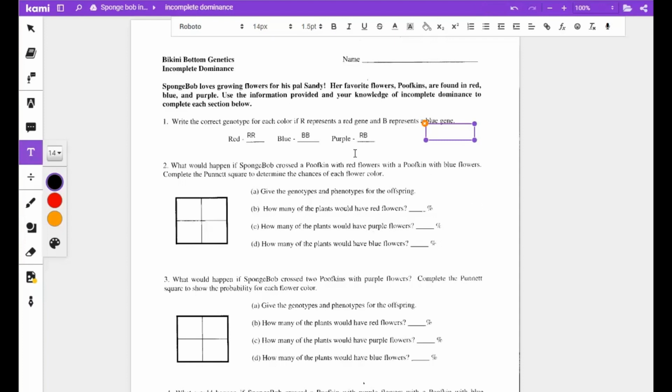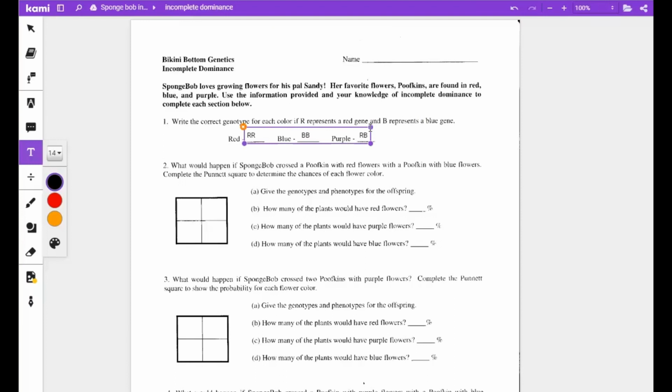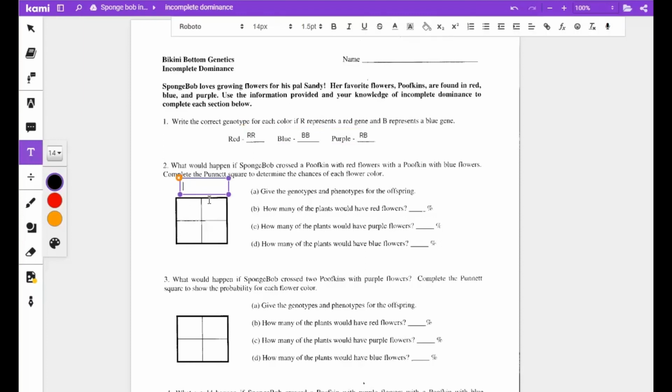There were some students confused before, like when they put red, blue, they put purple, 2 P's. That's not going to be it, you have to, it's a blend of 2 other colors. So what would happen if SpongeBob crossed a puffkin with red and a puffkin with blue? Puffkin red, puffkin blue. 1 big R here, 1 big B here, 1 big B here.